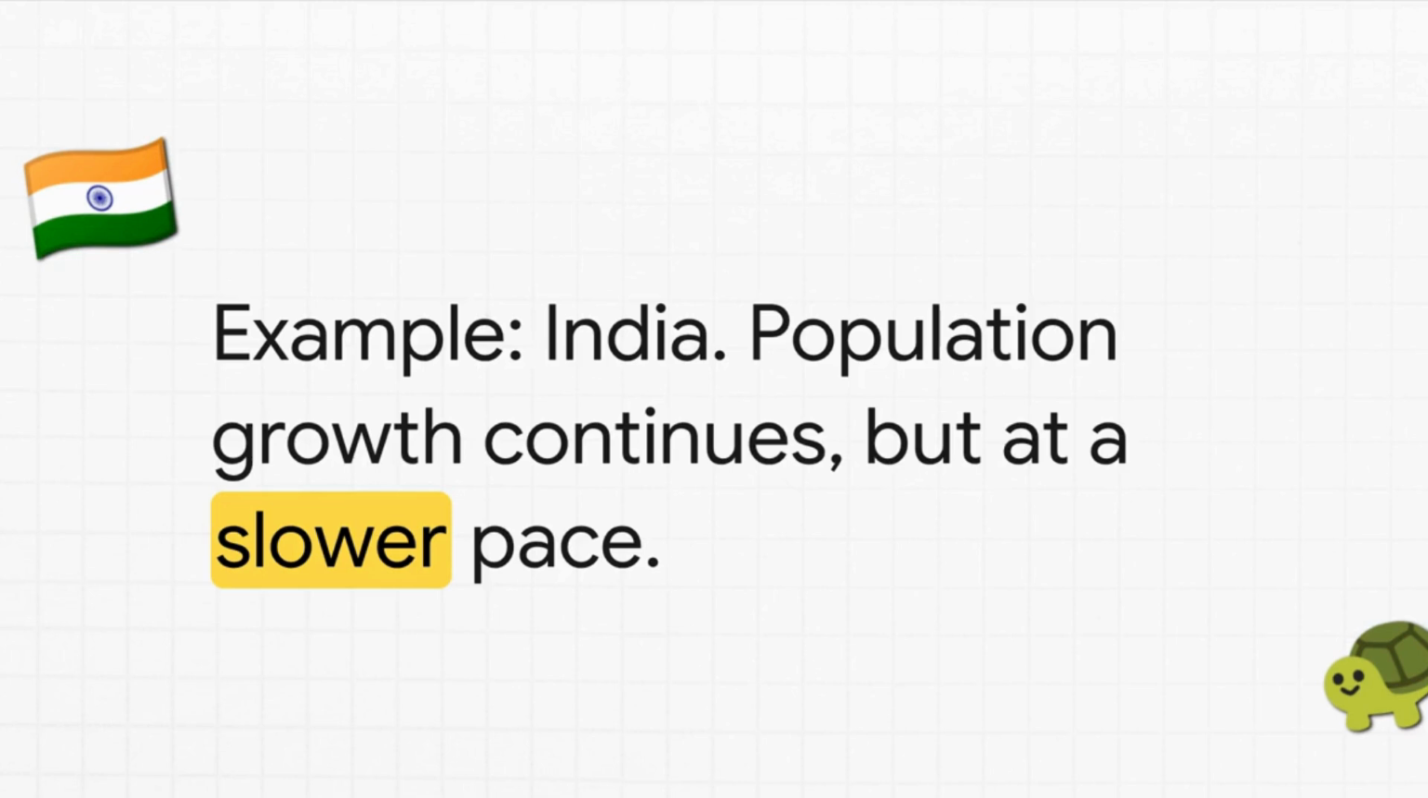And why is that happening? Well, people are moving to cities, there's better access to contraception, women are getting more education and opportunities, and since kids are much more likely to survive to adulthood, having a huge family just isn't an economic necessity anymore. A classic example of a country in this stage today is India.